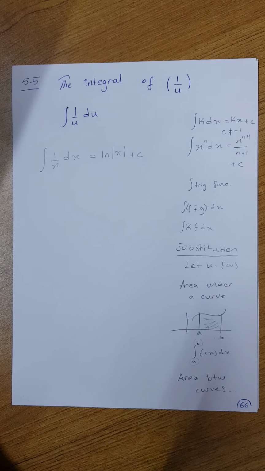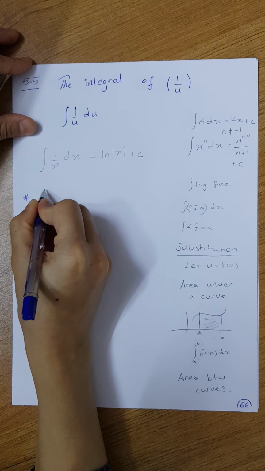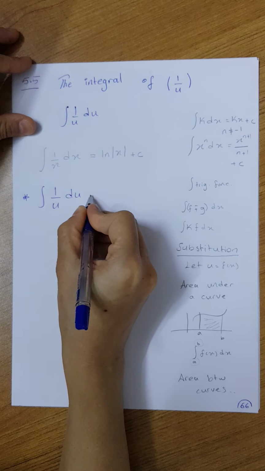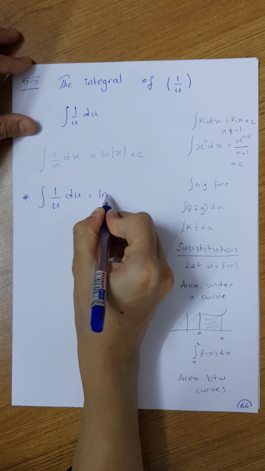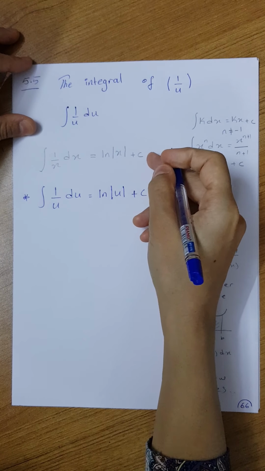It's not in the domain of the function. Now we are coming to the case if you have got in general 1 over u. If you have got integration of 1 over u du, that's equal to what? It is equal to ln of absolute value of u plus c. What's the difference between this one and that one?